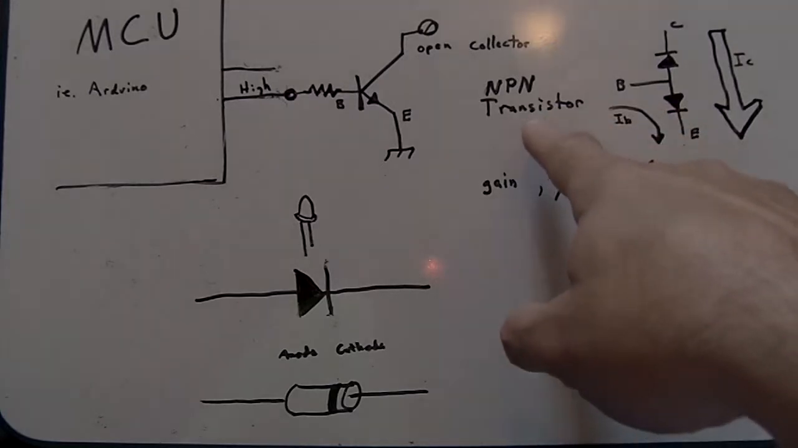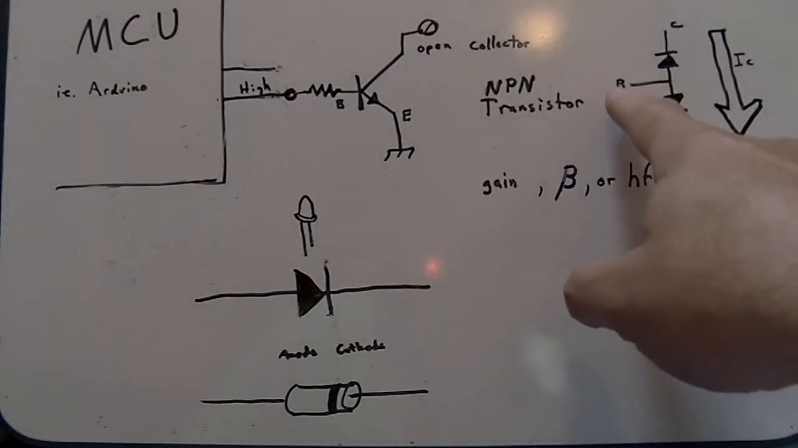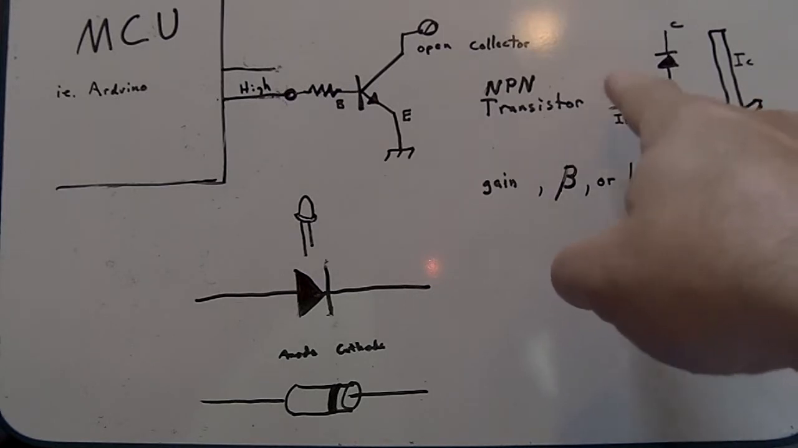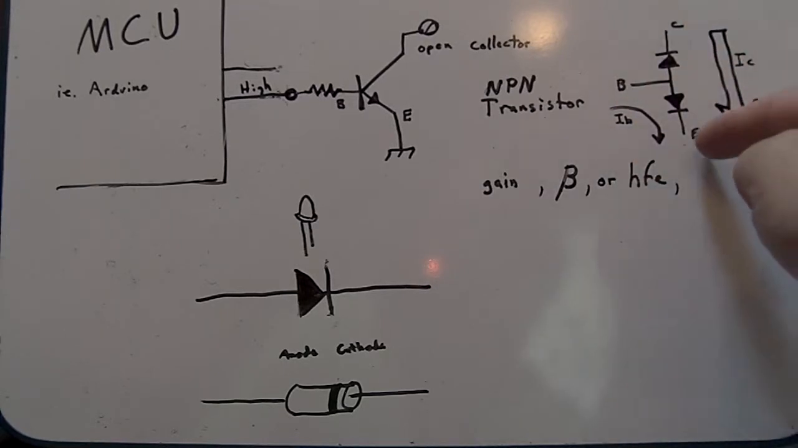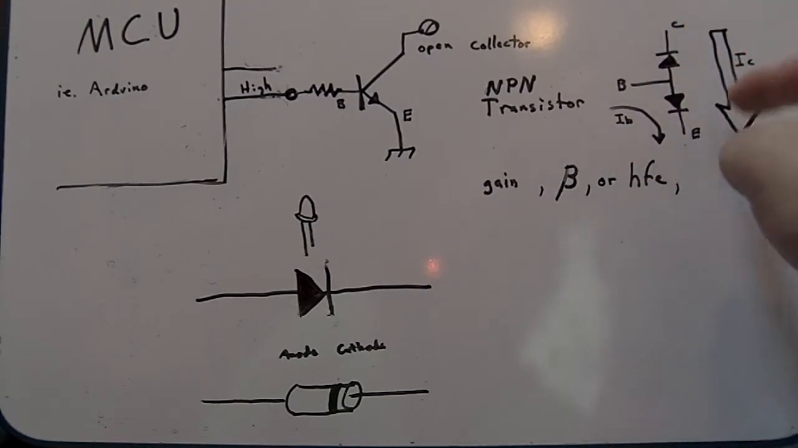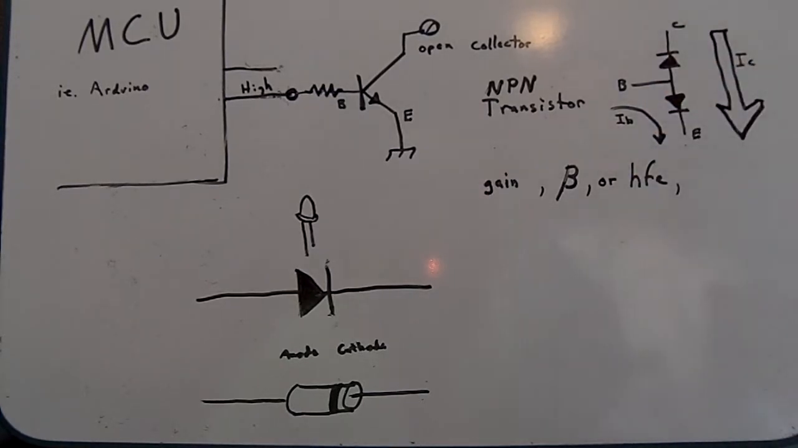NPN's about as generic as they get. It can be tested with an ohm meter just like you were checking two diodes. From B to E you would check it like you've got one diode. From B to C you check it like you get another diode. From E to C you shouldn't get anything either way. So it would test just like this is drawn.